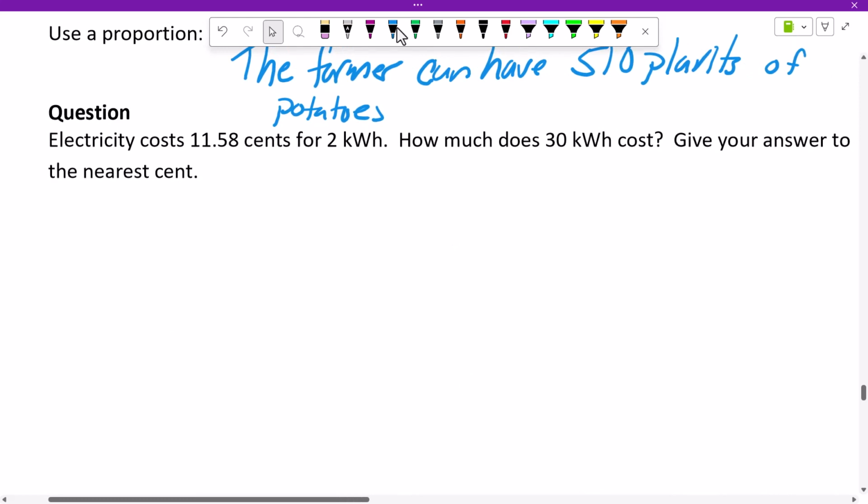Here's another question. Electricity costs 11.58 cents for every 2 kilowatt hours. That's how you read KWH. If you have 30 kilowatt hours used, how much money does that cost?